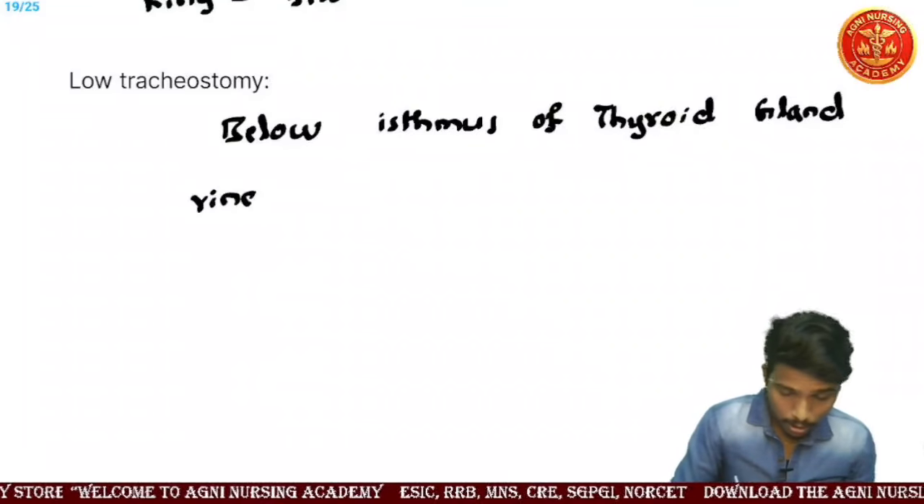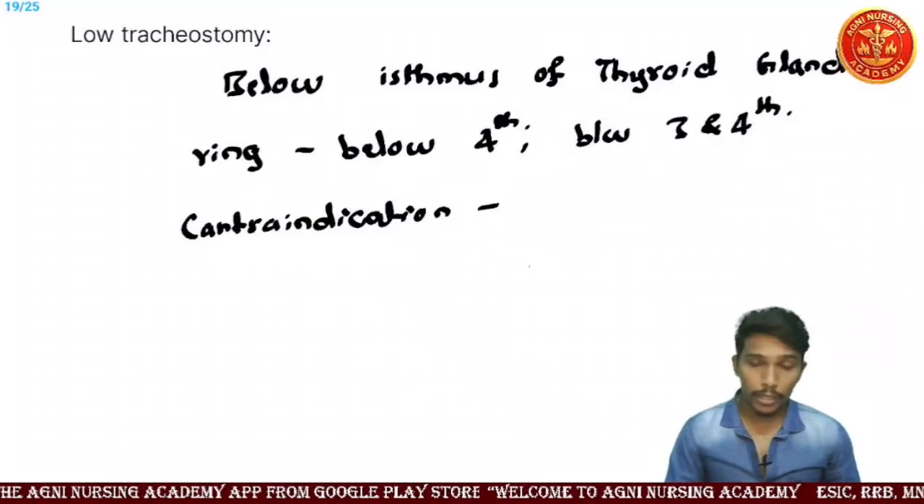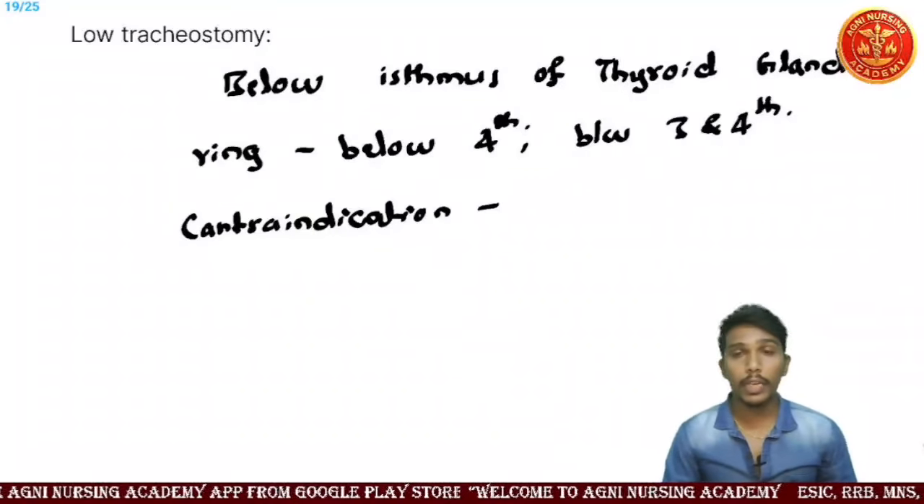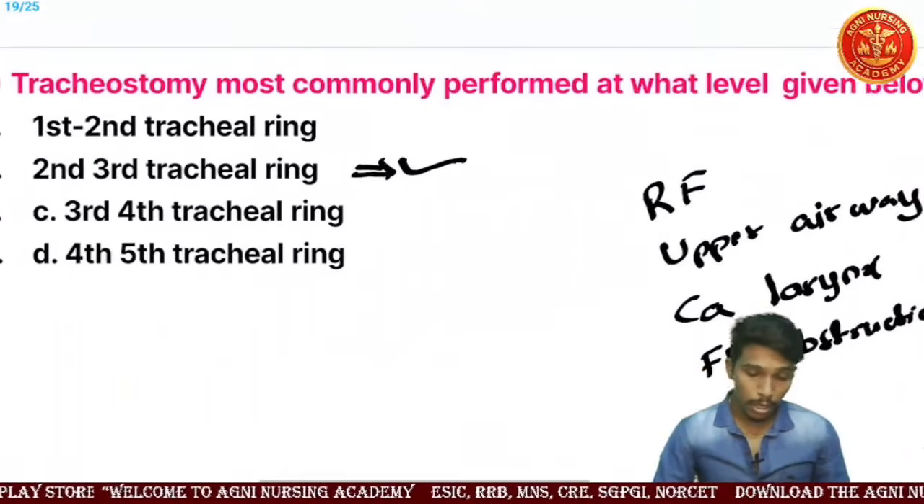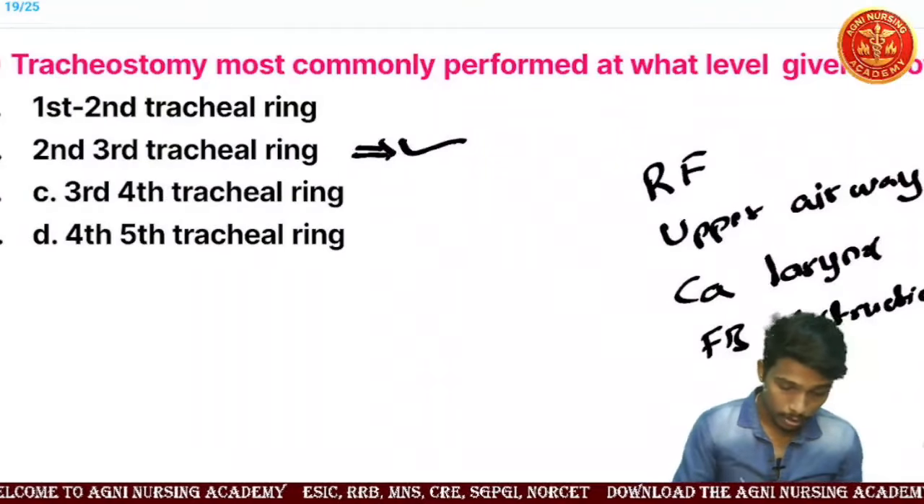There is a contraindication in the low tracheostomy, that is pneumothorax. While insertion, we can damage the pleural cavity of the lung. So the contraindication is pneumothorax. Okay, coming to the question, the answer to this question is B. Second and third is the most commonly used site. Okay, clear?